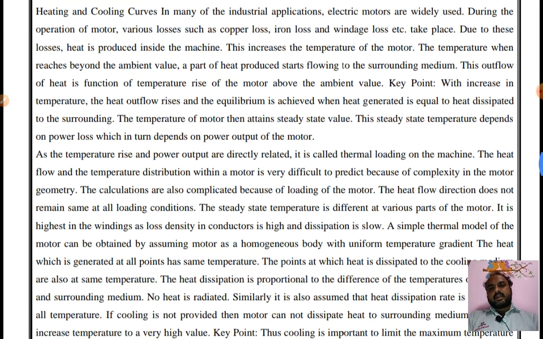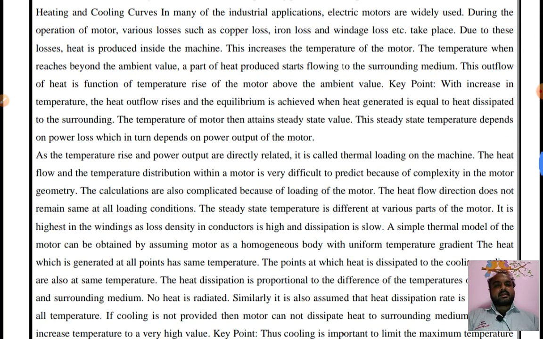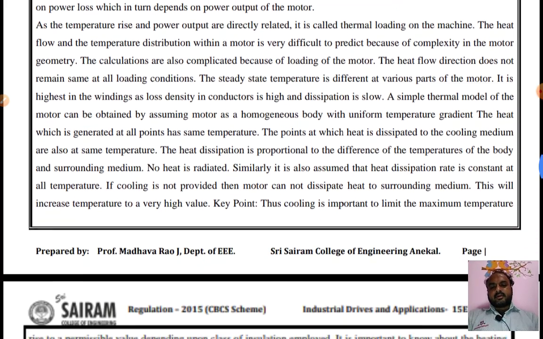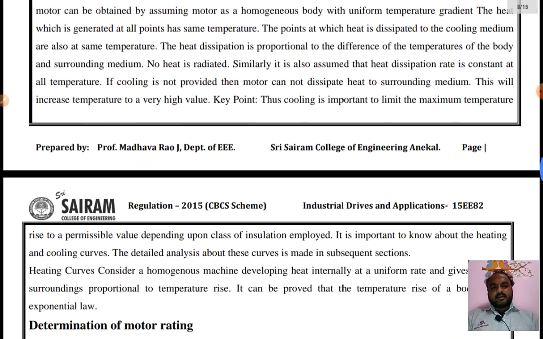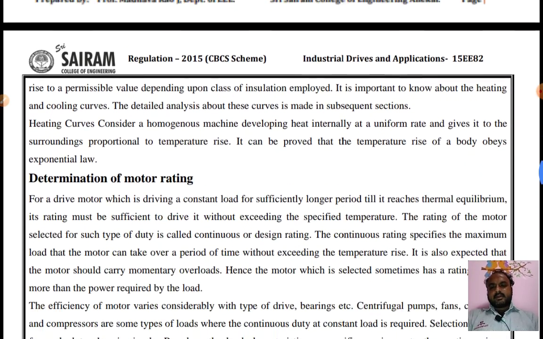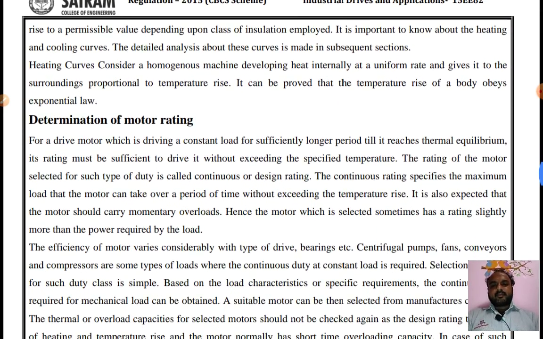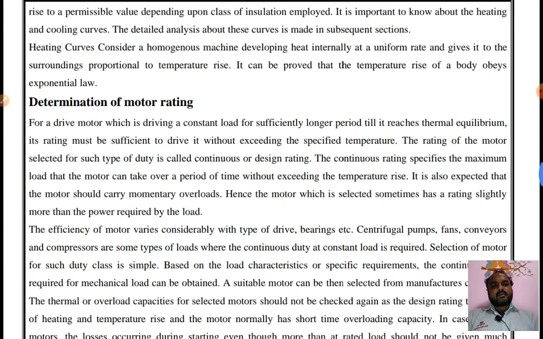So, heat and cooling curves. In many industrial applications, electric motors are widely used. During the operation of the motor, various losses such as copper loss, iron loss, windage loss, etc. take place. Due to these losses, heat is produced inside the machine. Right, so these are things we have already seen. So next, the heating curves.